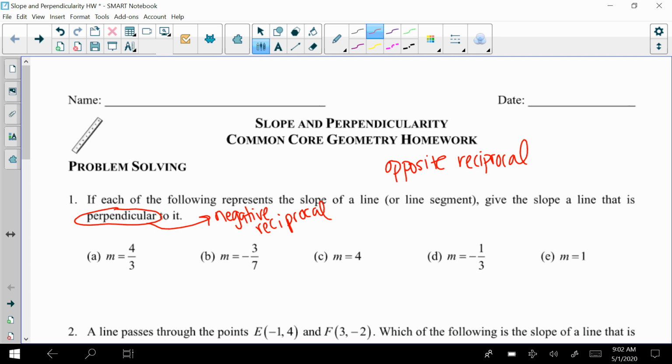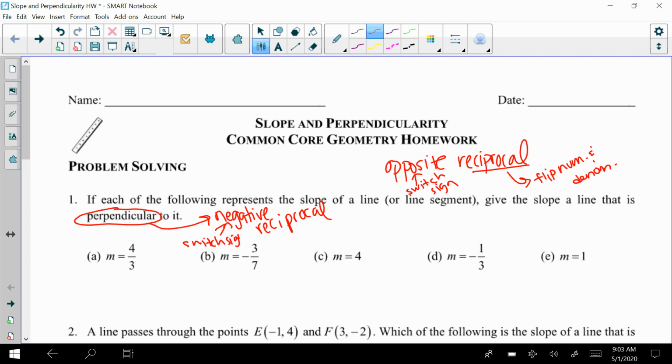So what happens here is you want the slope perpendicular to it. What you're going to do is flip it. That's what the reciprocal means, right? Flip the fractions. So flip the numerator and the denominator. And then this opposite or negative means to switch the sign. So if it's positive, it becomes negative, and vice versa. That word negative doesn't mean it's always negative. It means switch the sign.